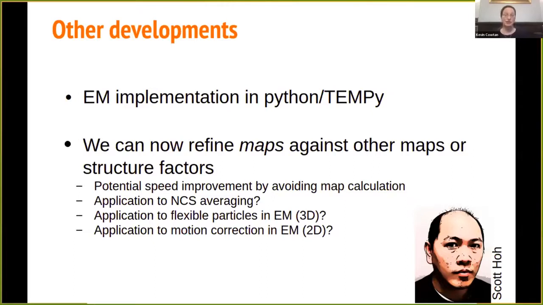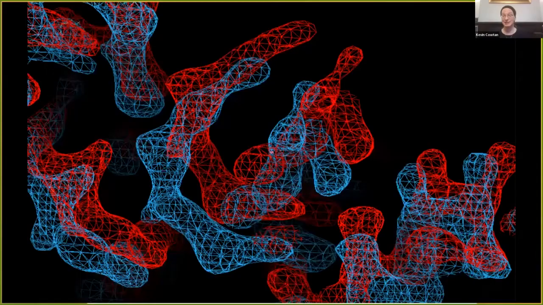And the other thing we've done recently is implemented refinement of maps against either other maps or structure factors. So this is something that when I first presented this as an idea and showed a proof of concept, which must be nearly 10 years ago, I've just been distracted by other things rather than implementing it. This was something I showed as a proof of concept that we should be able to refine a map to match another map or to match a set of structure factors.